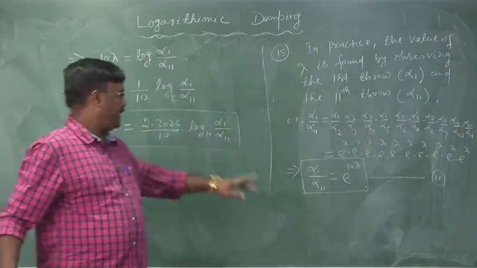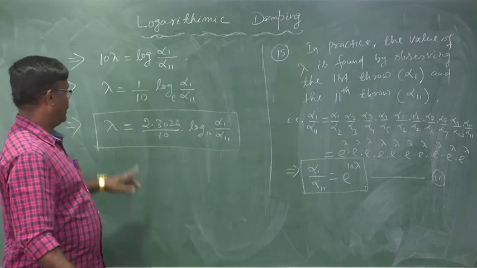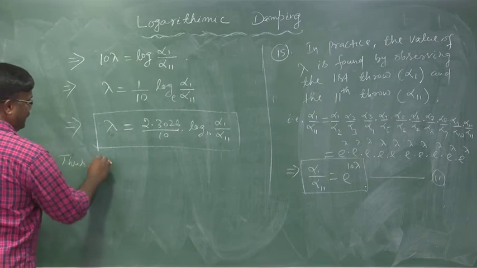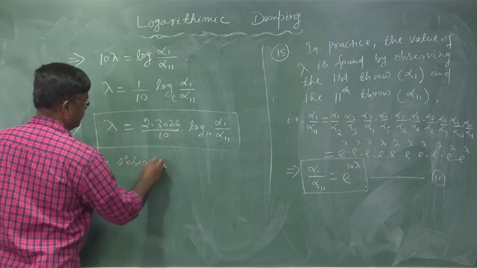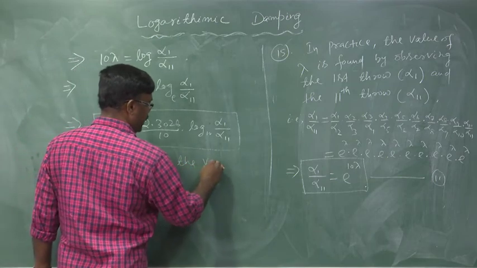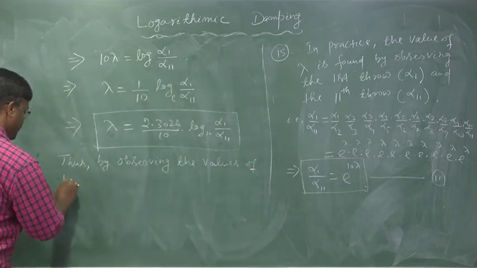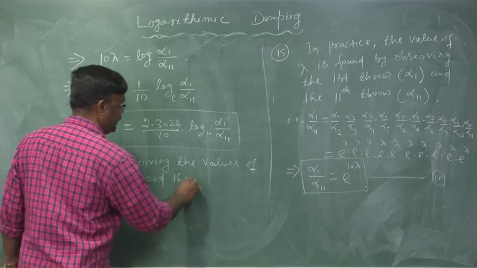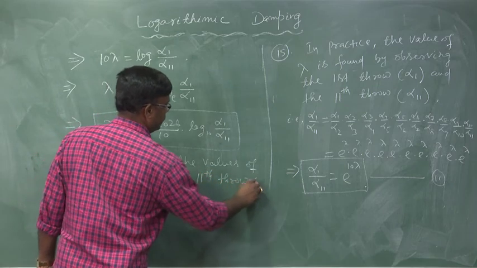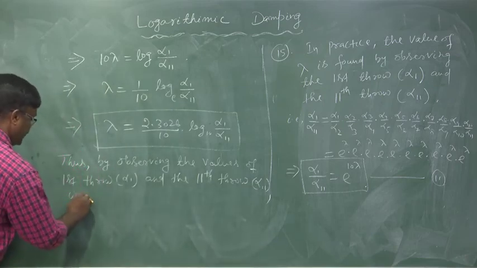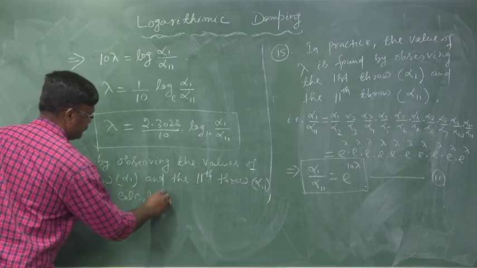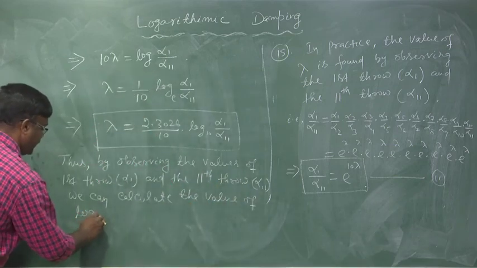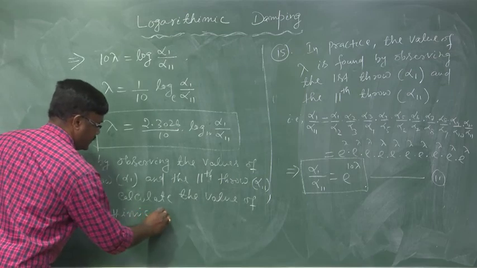Thus, by observing the first throw alpha 1 and the 11th throw alpha 11, we can calculate the value of logarithmic decrement.